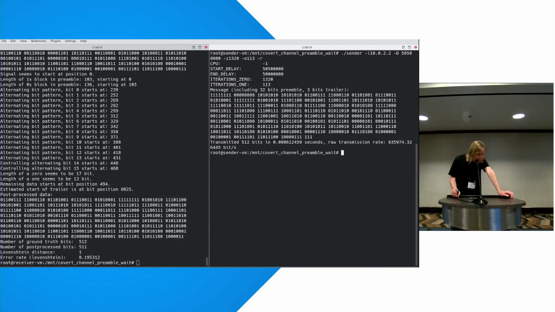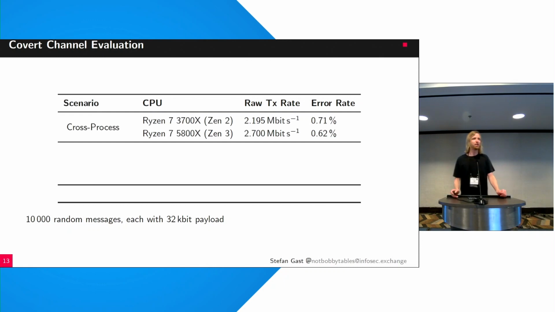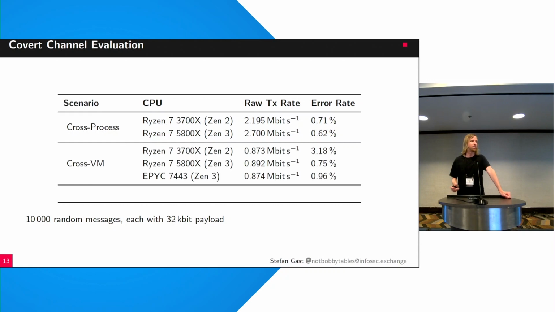I don't know whether it's recognizable here, but you can see, in the bottom of the left window, that it works quite reliably. The only thing that's missing is a single bit at the end. Of course, if we run it a little bit longer, then we get more noise that accumulates from the system. But again, it's quite fast, so we can achieve up to 2.7 megabits per second at a reasonable, actually quite low error rate. This is cross-process. Of course, it also works cross-VM.